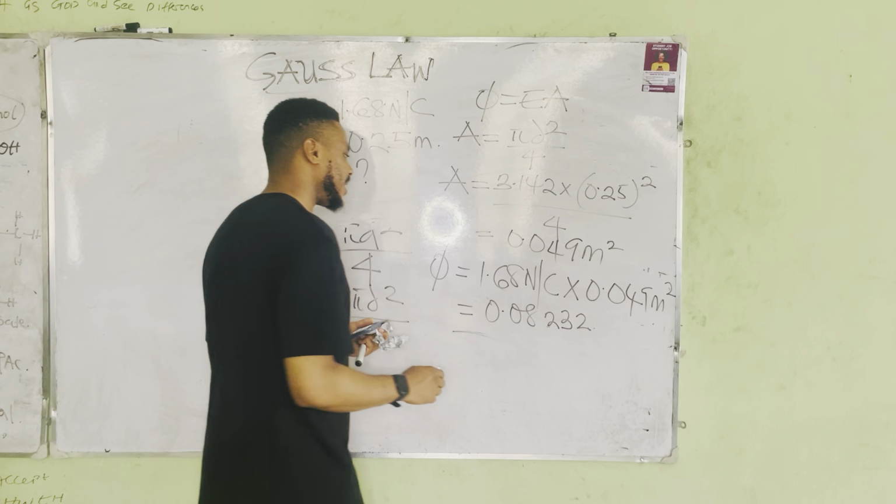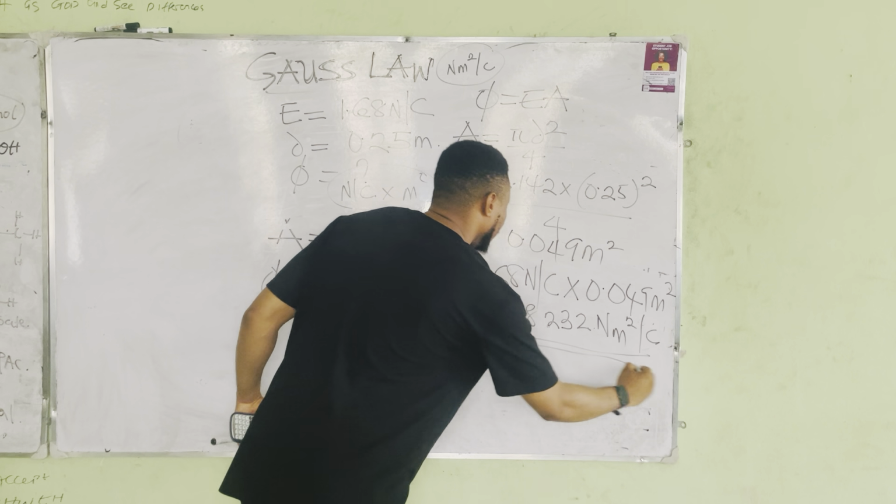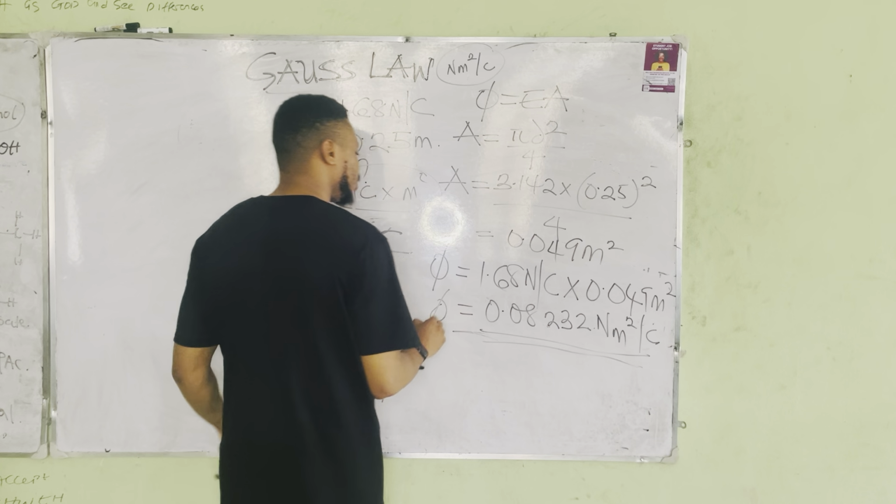All right. So now if you look at this, you realize that we have newtons per coulomb times meter squared. So what does it mean now? What did I give you as the unit for electric flux? Newton meter squared per coulomb, right? Does it agree with this? Beautiful. So this is newton meter squared per coulomb. This is the answer. So this is the electric flux. Alright, that's the electric flux.